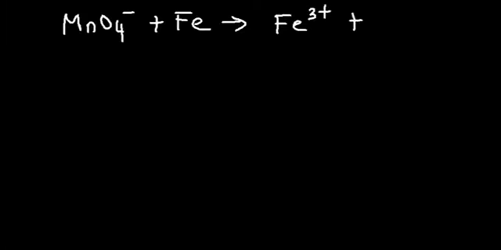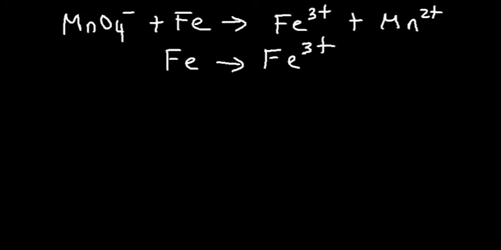Okay, so go ahead and try this example. So let's start with Fe. The atoms are balanced, so we need to balance the number of electrons. All we've got to do is add 3 electrons to it. So now we can move on to the reduction part.